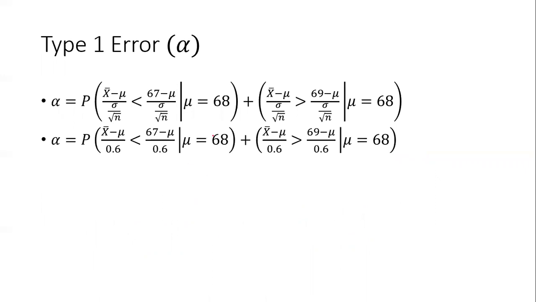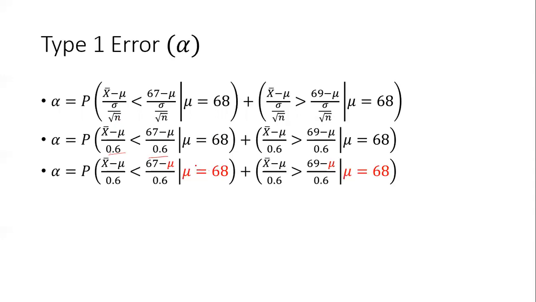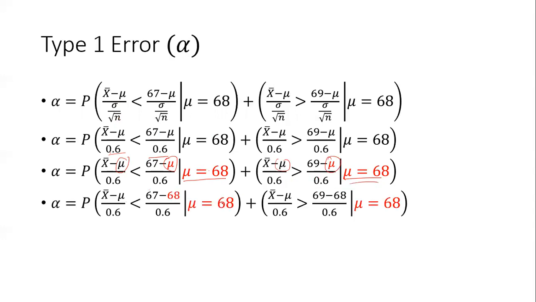Now, just replace sigma over root 10 with its value. So this is 0.6, 0.6 here, okay? And now, well, here I have mu, right? This is mu. But I'm given that mu is equal to 68, right? So here I have mu and mu here. So what I do is I just replace this mu with 68 here and here, of course, and here. And this is z, okay, and this is z, right?